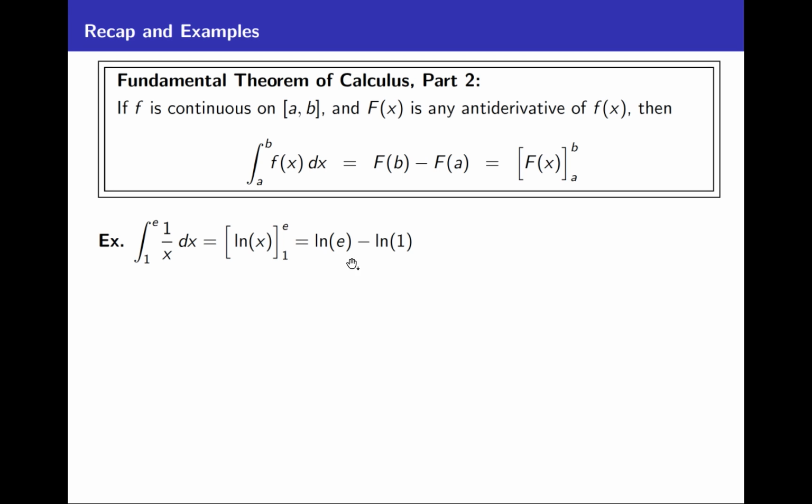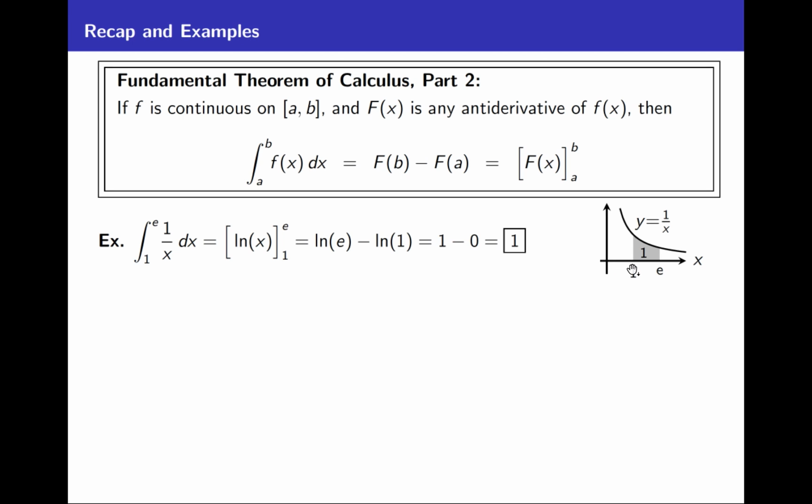And that would be ln of e minus ln of 1, and ln of e is 1, and ln of 1 is 0. So we get 1 minus 0, and an answer of 1. So the definite integral from 1 to e of 1 over x dx equals 1.